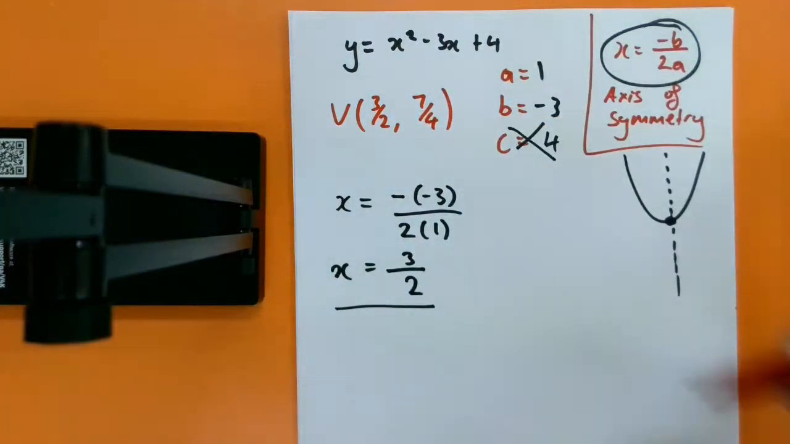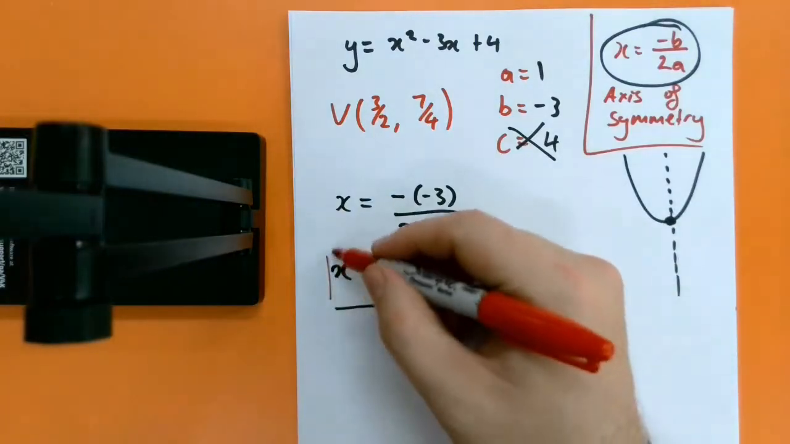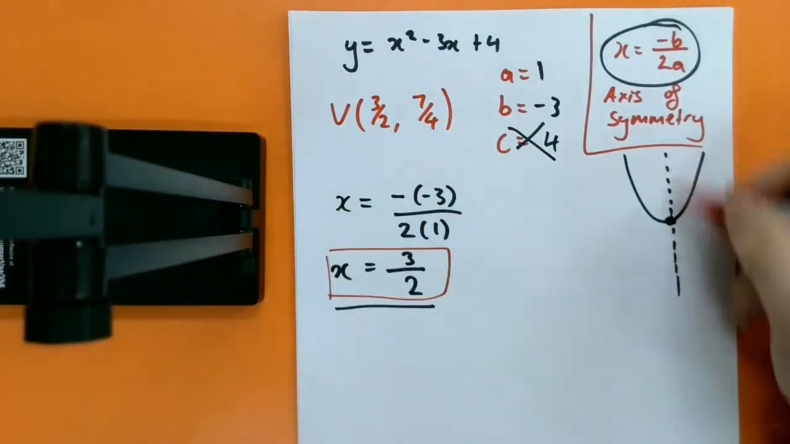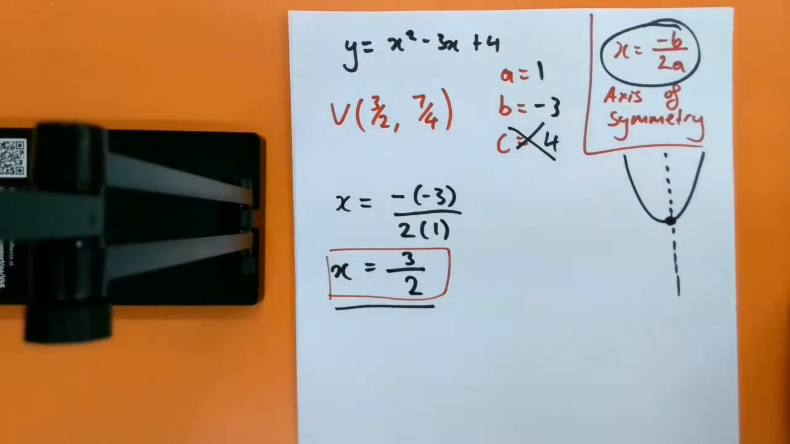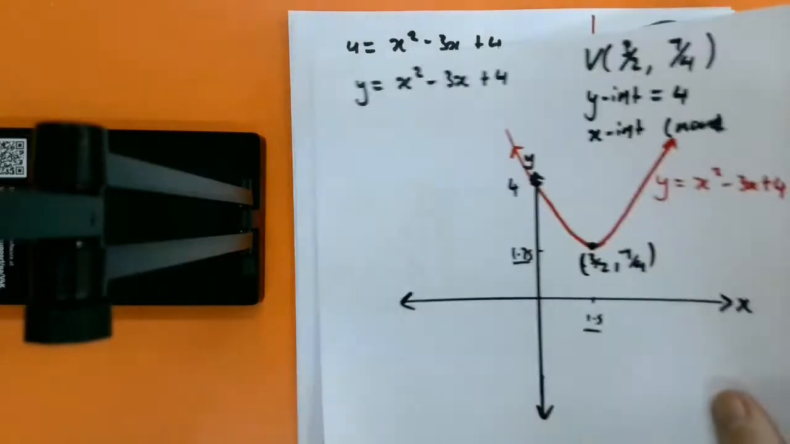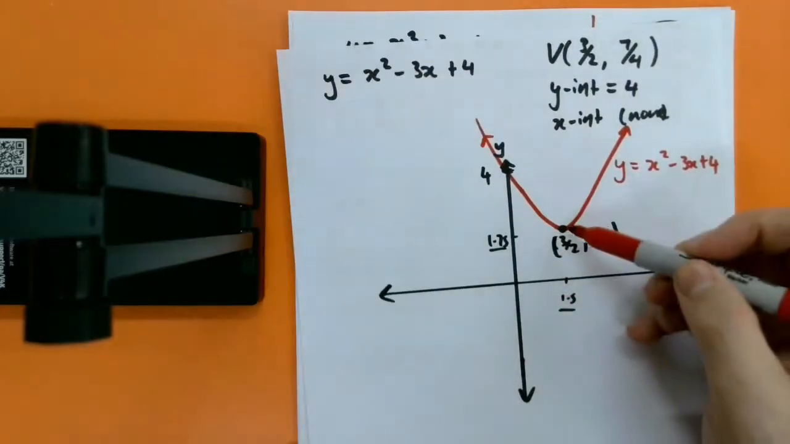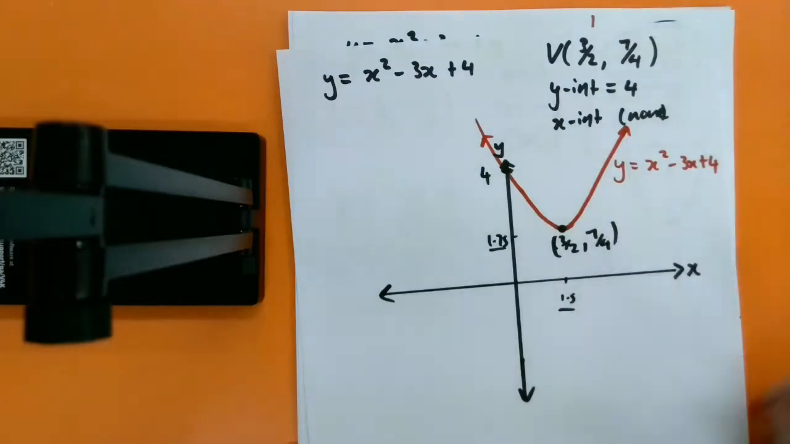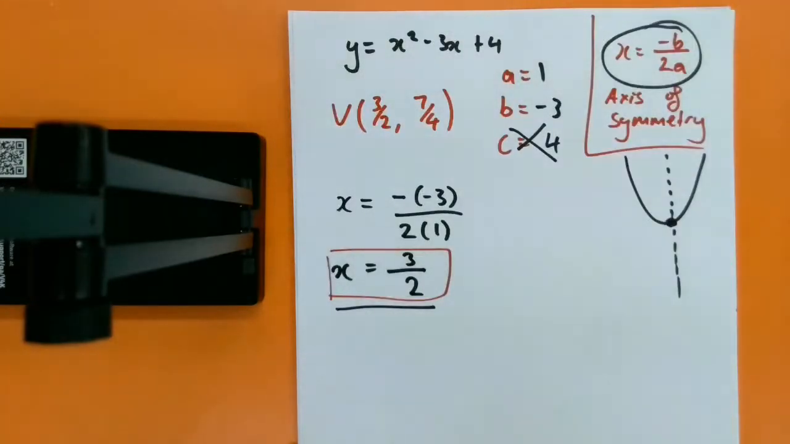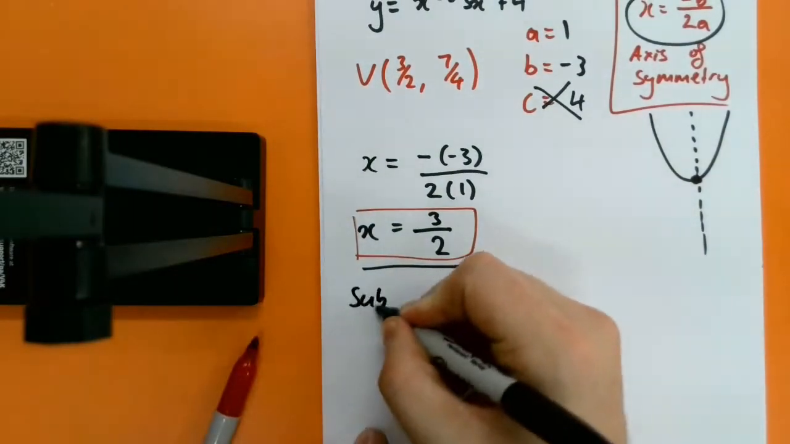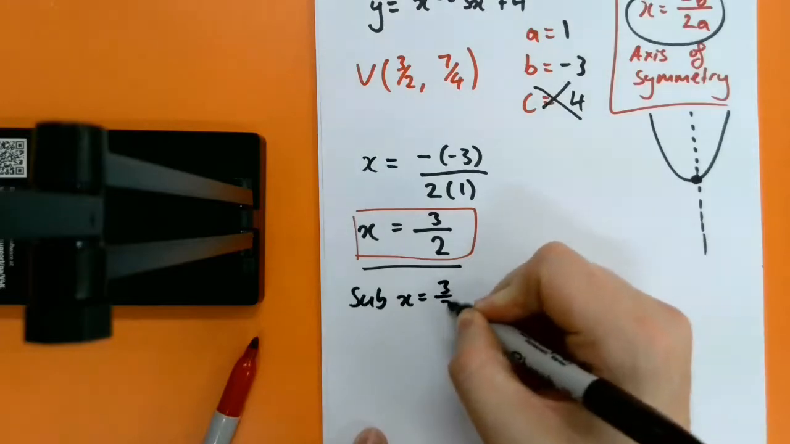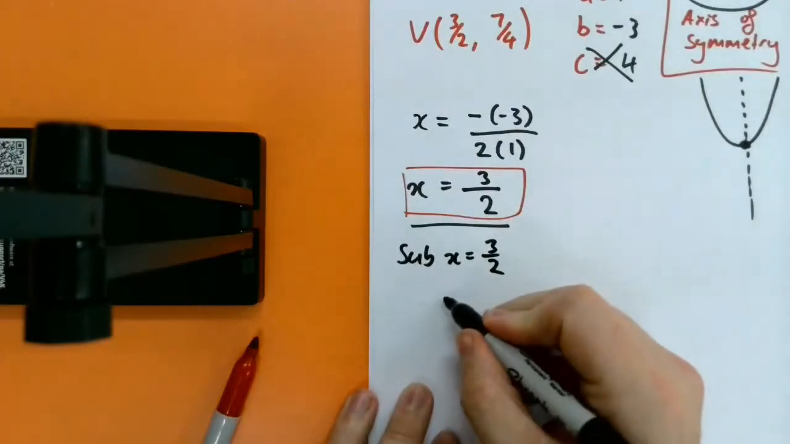So to get this second value, the y value, we need to take this x value and substitute it back into our original equation. That's going to get us where our y value is on that curve when x equals that particular value. So just remember, what we're essentially finding is the y value here when x is equal to 3 on 2. That's the whole idea behind it. So we're going to substitute it all back in. So I write: sub x equals 3 on 2, to find y.